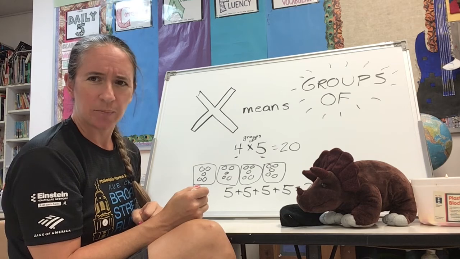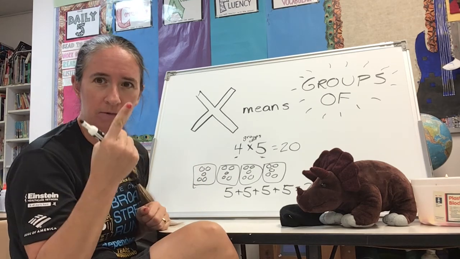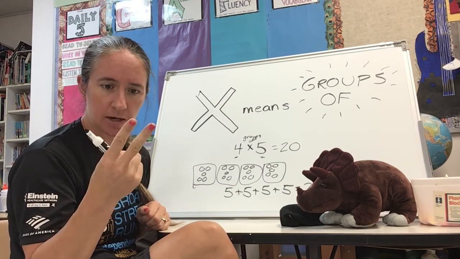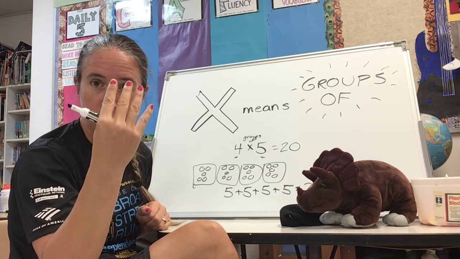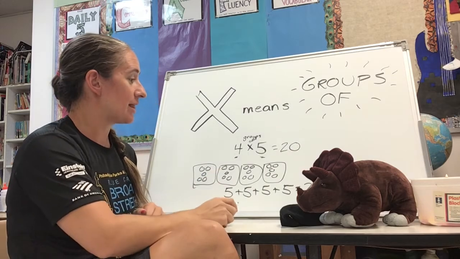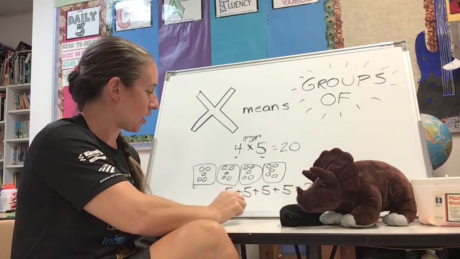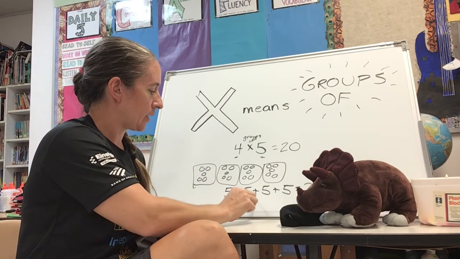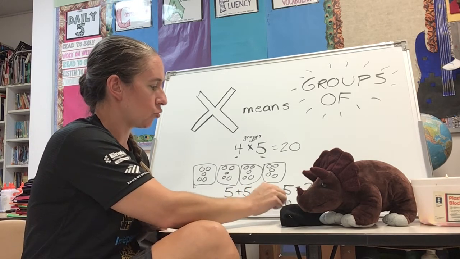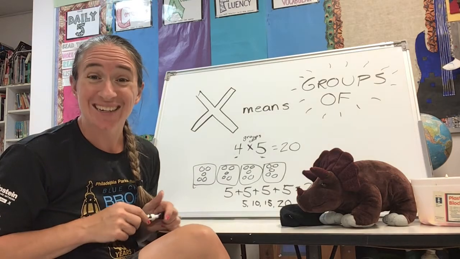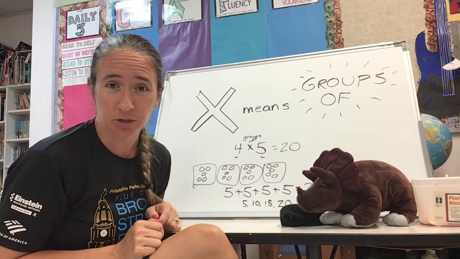I can actually skip count by 5s without using my finger. 5, 10, 15, 20. I skip counted by 5 4 times. So that means the answer is still 20. I went 5, 10, 15, 20. 3 different ways to solve multiplication problems.